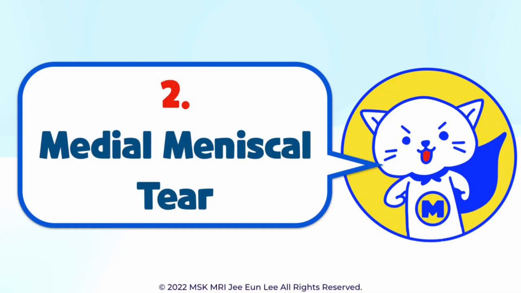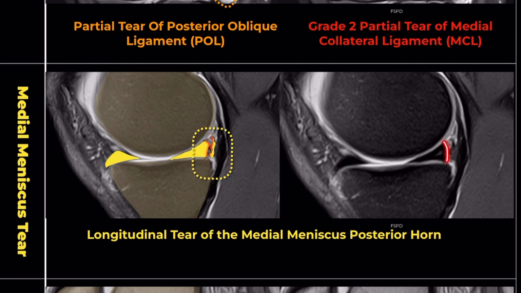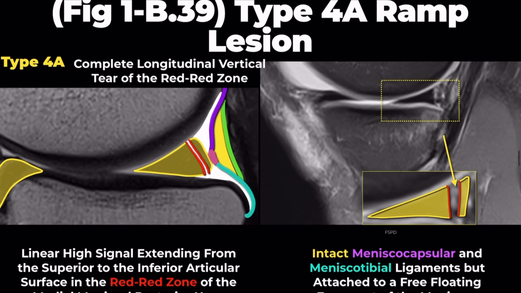Meniscal tear. Turning to the meniscal component, we see a linear high T2 fluid signal intensity extending vertically through the medial meniscus from superior to inferior articular surfaces. This represents a complete longitudinal vertical tear in the red zone, classified as a ramp lesion subtype 4A.